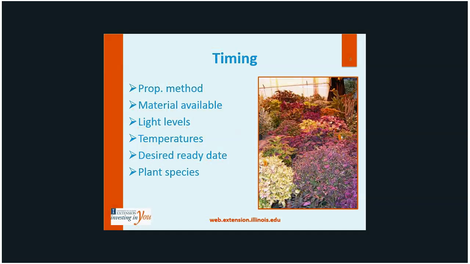For example, you might have to pick when your plant material is available. If I want to grow things from herbaceous perennials, I wouldn't be able to do this in the wintertime when they're dormant because there's no plant material available. On the other hand, if I wanted to propagate hardwood cuttings, I wouldn't be able to do this in the summertime because I only do this when they're dormant. So sometimes it's going to be dictated by whether the plant material is even available.